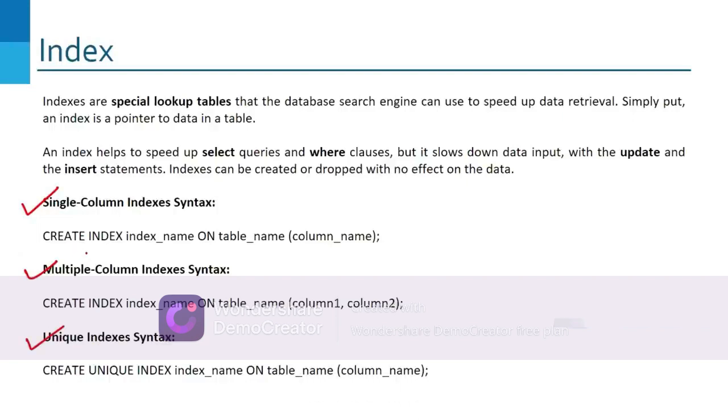There is no change. You can see here that if you want to have a single column index syntax, we'll write only one column. Multiple column index syntax, we'll write 2 columns or 3 columns. And then unique index will have unique index. The same syntax will be there. An index helps to speed up select queries and where clauses, but it slows down data input with the update and insert statements. Indexes can be created or dropped with no effect on the data.